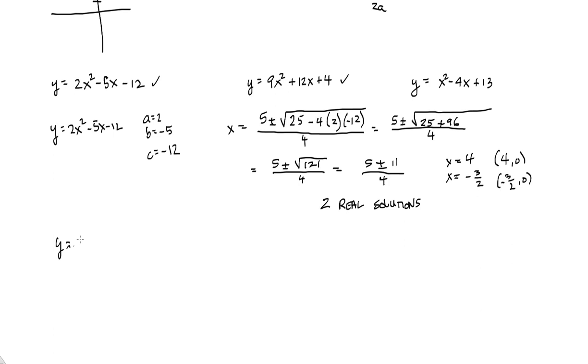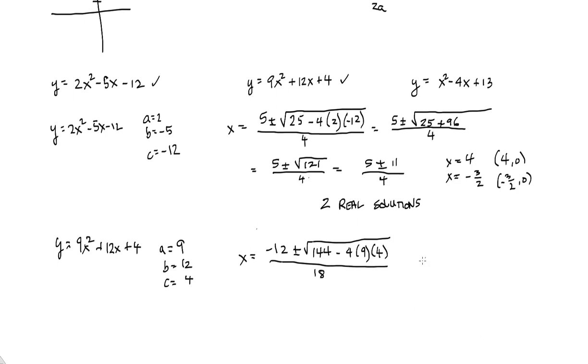Okay? If I look at y equals 9x squared plus 12x plus 4. A is 9, b is 12, c is 4. Okay, let's put our numbers into our quadratic formula. X equals negative b, so that's negative 12, plus or minus the square root of b squared, 12 squared is 144, minus 4 times a times c, all over 2a, which is 18. Negative 12 plus or minus 144 minus 9 times 4 is 36 times 4 is 144 over 18.